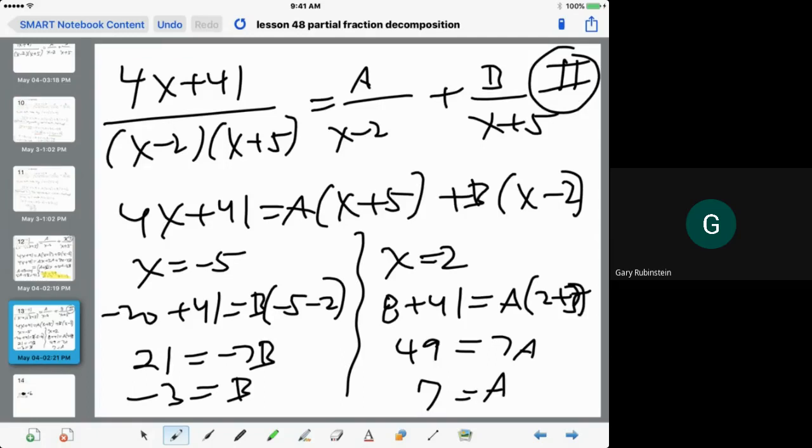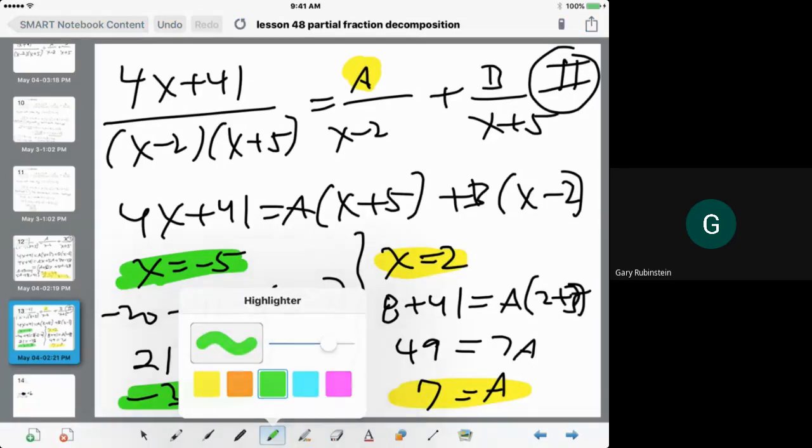Okay, and you see on the screen that picking the convenient value of -5 for x, you might have done 2 first, doesn't matter which one you do first. Putting -5 in as the convenient value does get us b equals -3 really fast. And when x equals 2, you get a equals 7. And those are the answers. It is 7 over x minus 2 minus 3 over x plus 5.